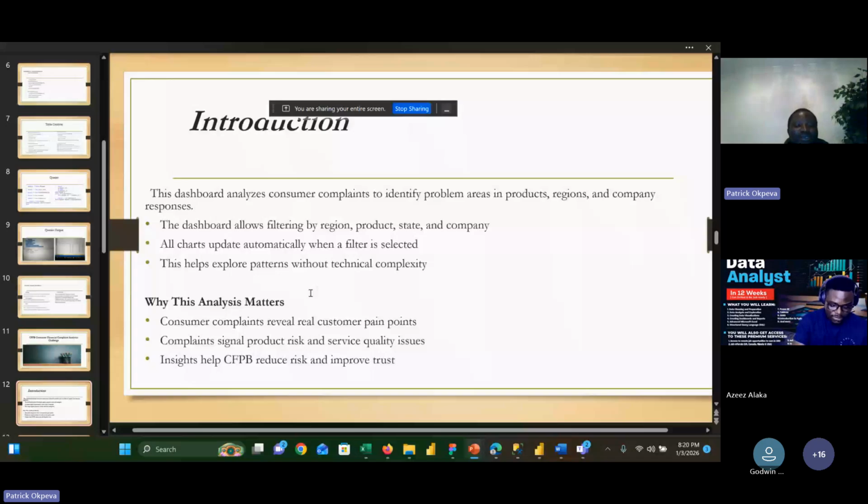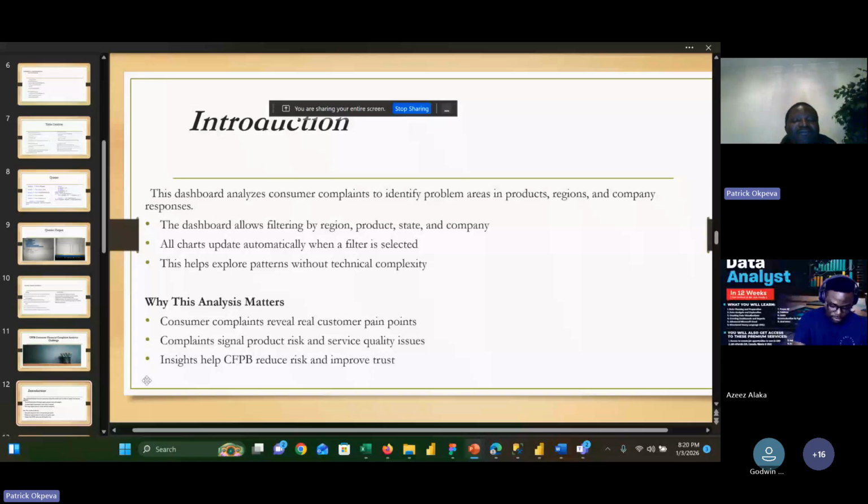So as our instructor said earlier, our dashboard needs to be an interactive one. He said why this analysis matters: consumer complaints reveal consumer pain points, complaints signal product risk and service quality issues, and insights help CFPB reduce risk and improve trust.